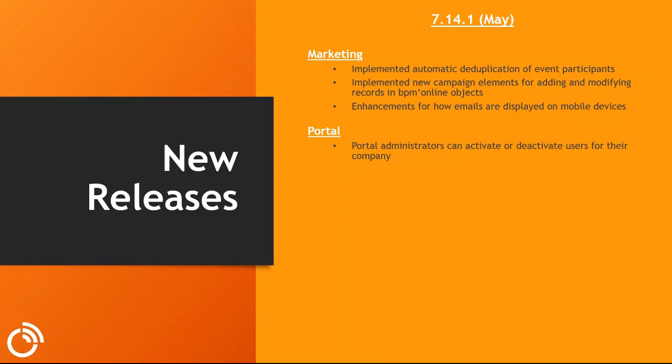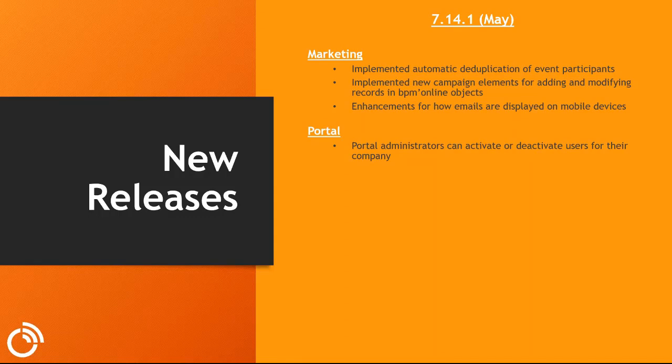In May, we had the 7.14.1 release. A couple of notable things in that release. On the marketing side, they've implemented automatic deduplication for event participants. So if you add multiple folders to an event and someone was in both of those folders, they'll automatically dedupe that list so that they only show in your events participants list once.